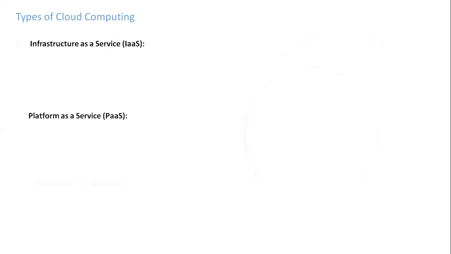Now let's understand types of cloud computing. There are different types of cloud computing. One is infrastructure as a service, platform as a service, and software as a service. It means you can use cloud computing as per your requirement: infrastructure as a service, platform as a service, or software as a service. Let's first understand infrastructure as a service.